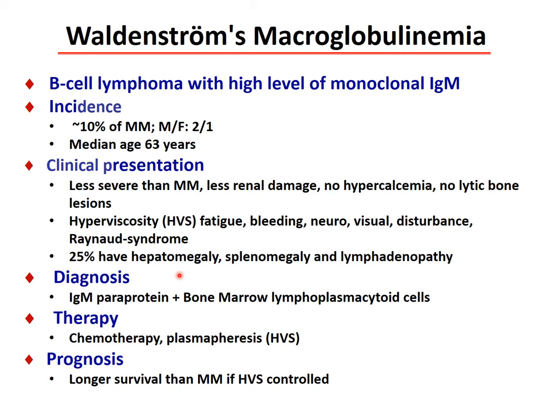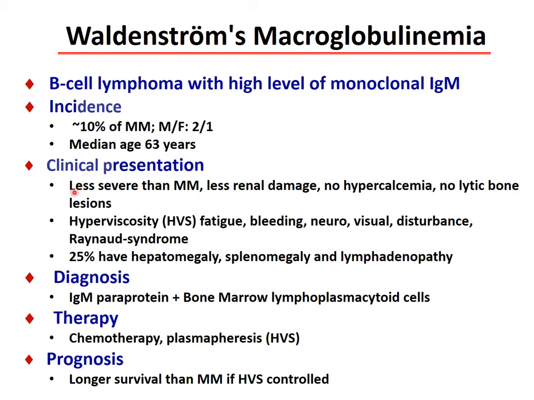Waldenström macroglobulinemia is a B-cell lymphoma, and this lymphoid cell is going to produce IgM. Now the incidence compared to the others is less. Of all cases of multiple myeloma, it is only 10%, again with male dominance, and the median age is around 63 years. So that's a later-aged population affected.